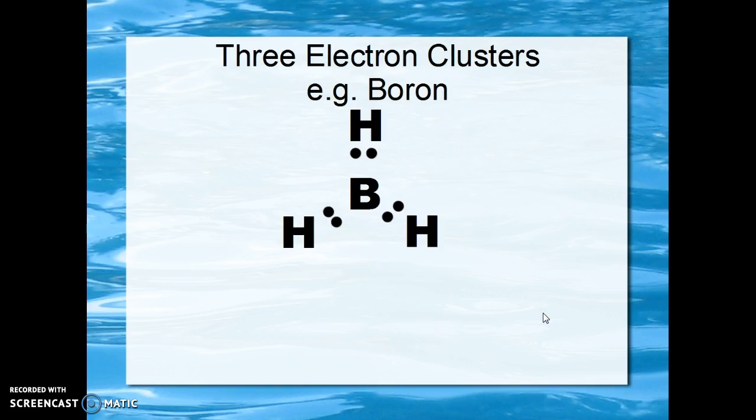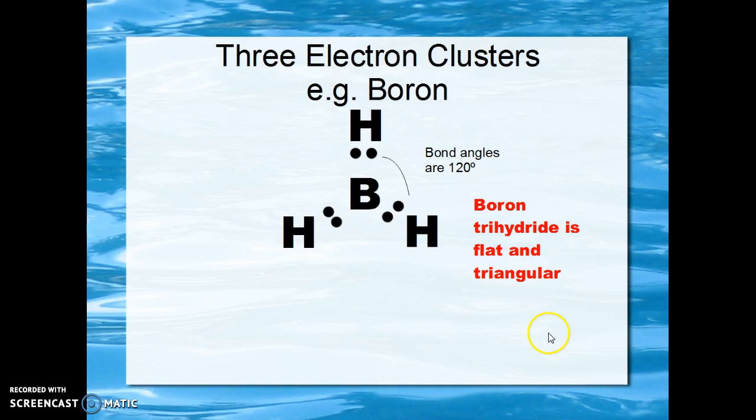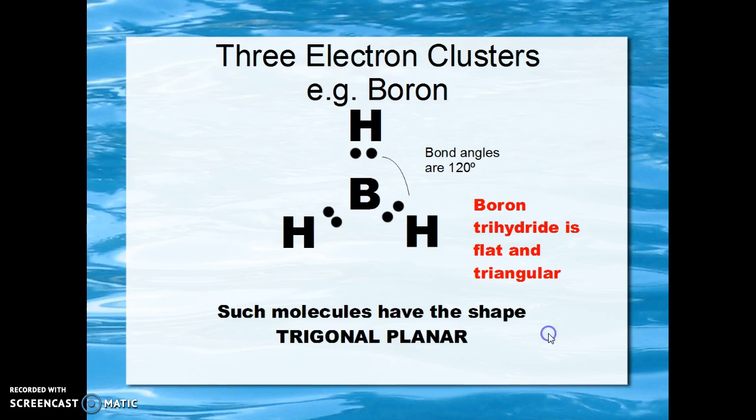Third, let's examine three electron clusters. Boron has three valence electrons, so it can form bonds with three hydrogen atoms. The electron pairs that result will get as far away from each other as they can, so the bond angles are 120 degrees. That means boron trihydride is flat and triangular. Chemists call this shape trigonal planar.